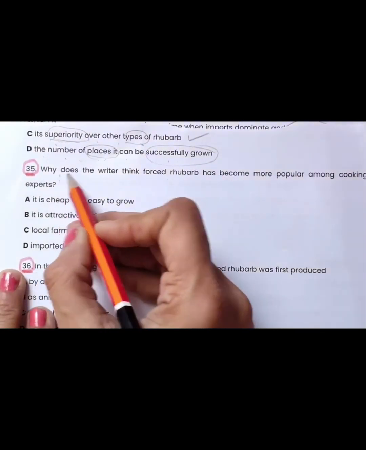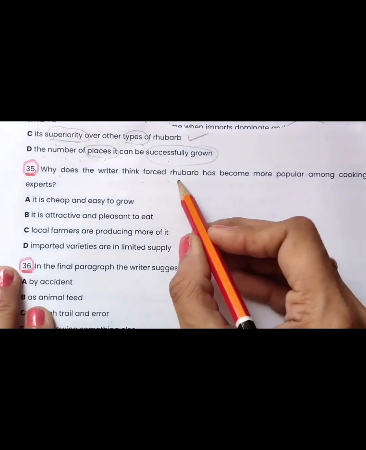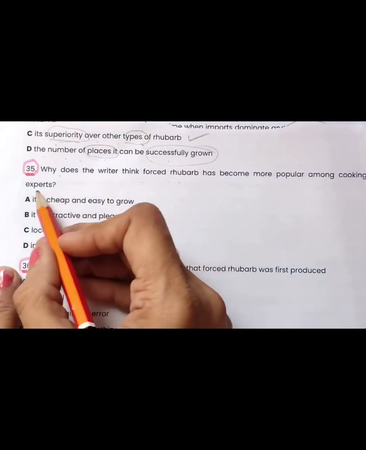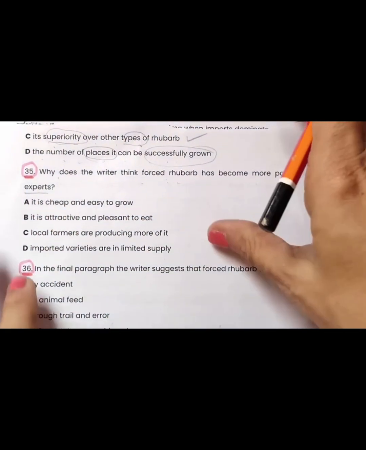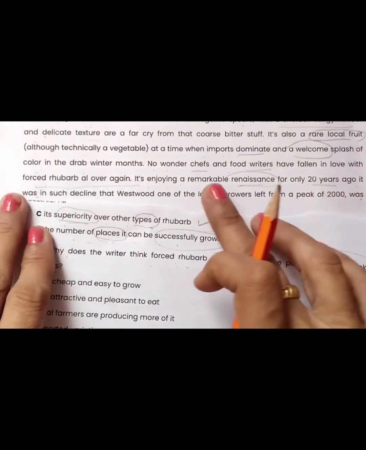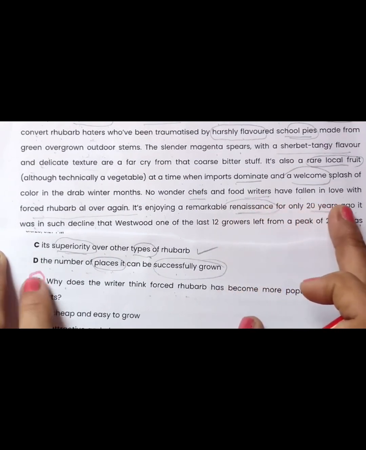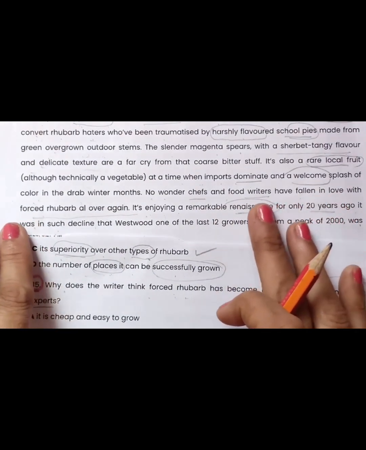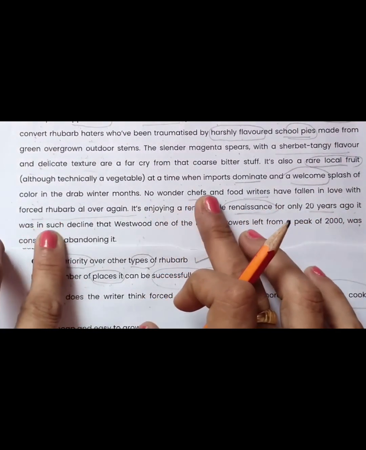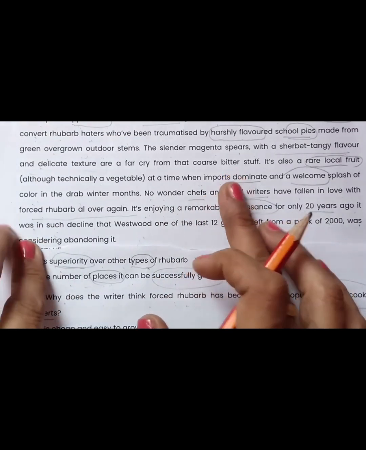Now 35th, why does the writer think forced rhubarb has become more popular among cooking experts? Okay, cooking experts, yes, cooking experts is here. See this. No wonder chefs, food writers have fallen in love with forced rhubarb all over again. Okay, why have they? So this location is here, but we will read the above line also.